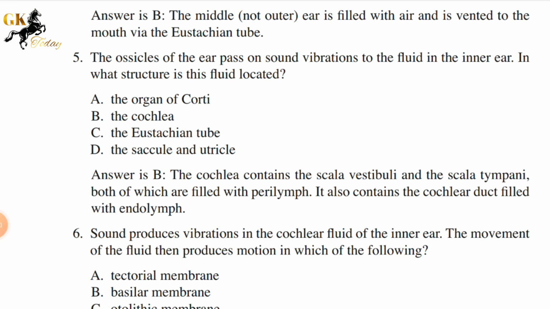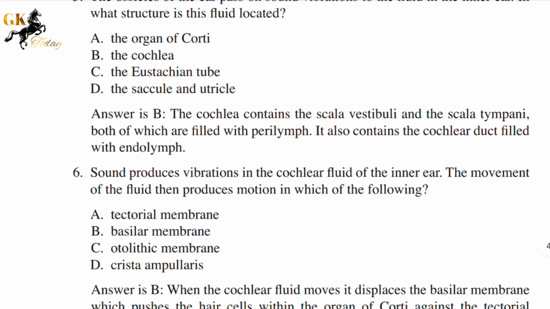The ossicles of the ear pass on sound vibrations to the fluid in the inner ear. In what structure is this fluid located? The organ of Corti, the cochlea, the Eustachian tube, the saccule and utricle. Option B, the cochlea.